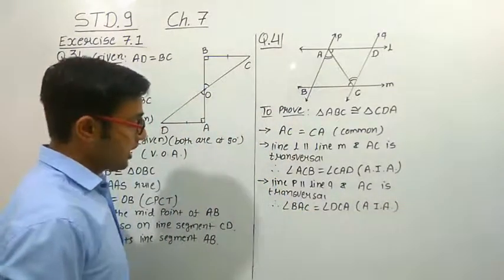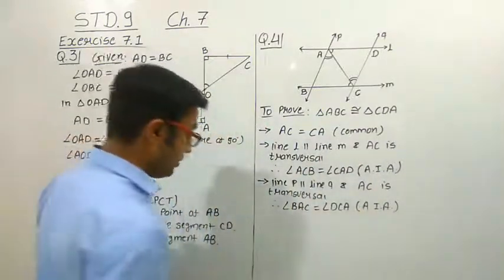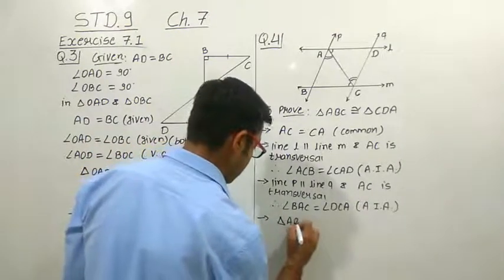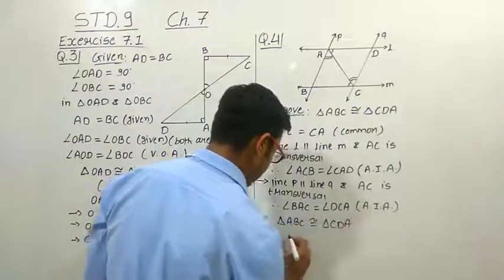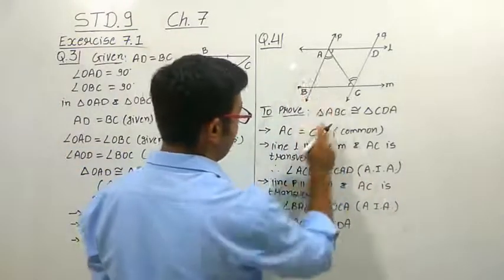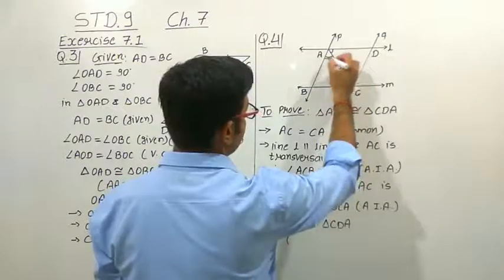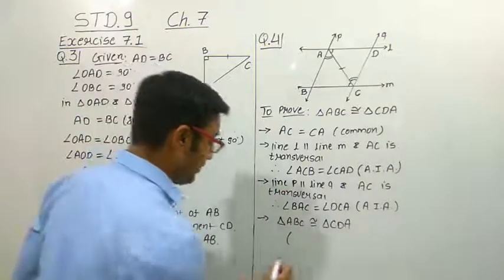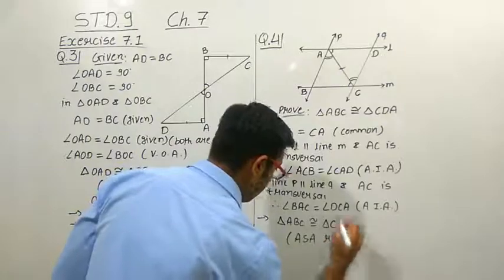So see, three conditions are there. One is the side, that is common. Two angles we have proved are equal. So now we can write that triangle ABC is congruent to triangle CDA. But by which criteria? Consider any one of the triangles, let us consider triangle ABC. In ABC, one of the angles is this, the side is this, the second angle is this. That means angle, side, angle. See, the side is included between these two angles. That is why we write the criteria as the angle-side-angle rule.